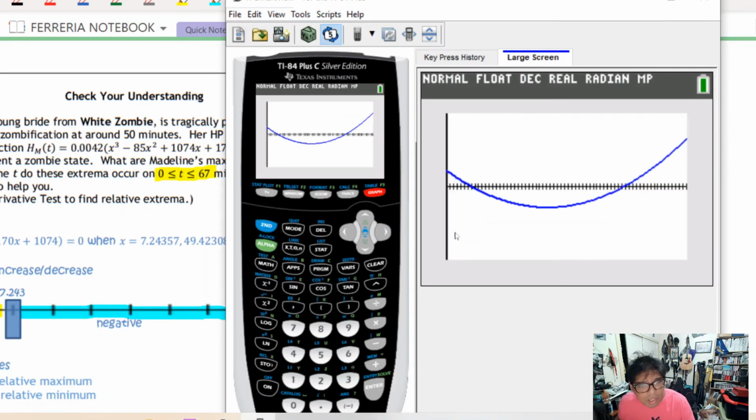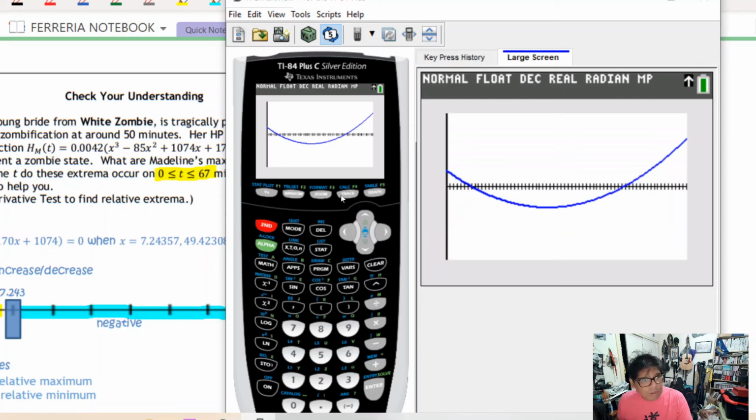Back to the calculator, this means that wherever this is, that's going to be a relative, let's see, positive to negative, that's a maximum. And over here, the derivative goes from negative to positive, so that's a minimum. We just need to find out these critical numbers.